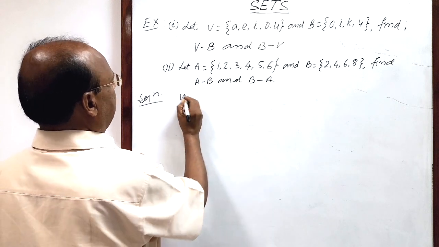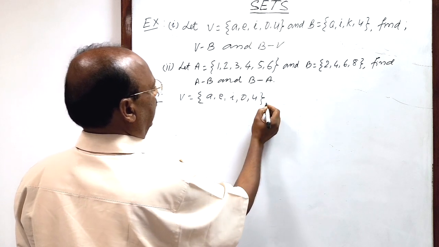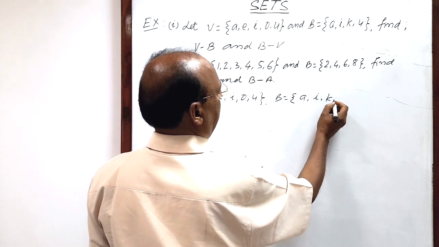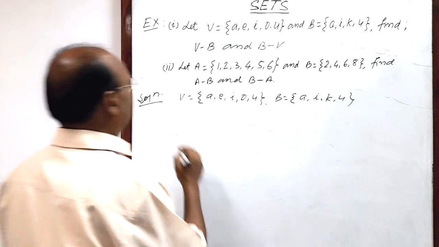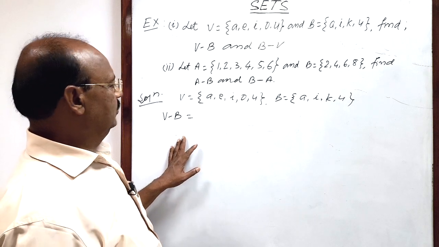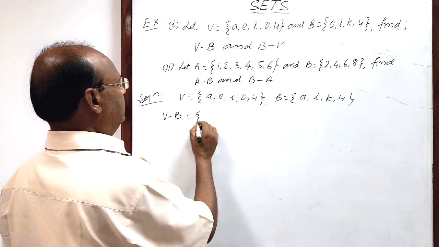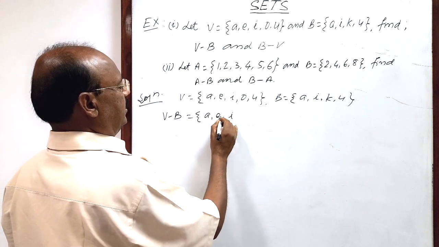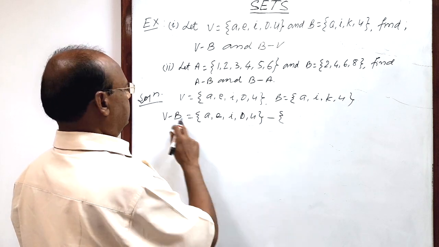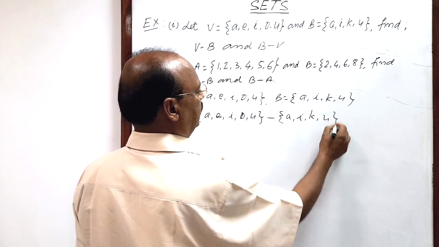First, here set V is given having elements A, E, I, O, U and set B is given with elements A, I, K and U. Okay, so how to find V minus B? How to get difference of these two sets? For sake of convenience, let us write these two sets completely here. So set V is A, E, I, O, U minus set B having elements A, I, K and U.